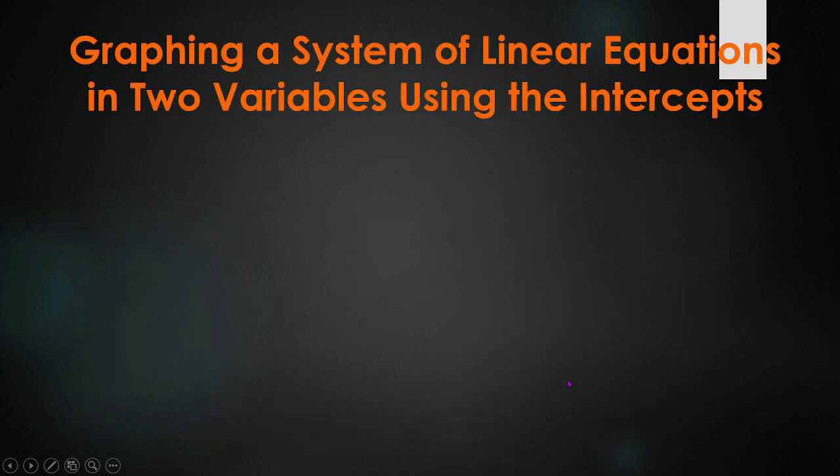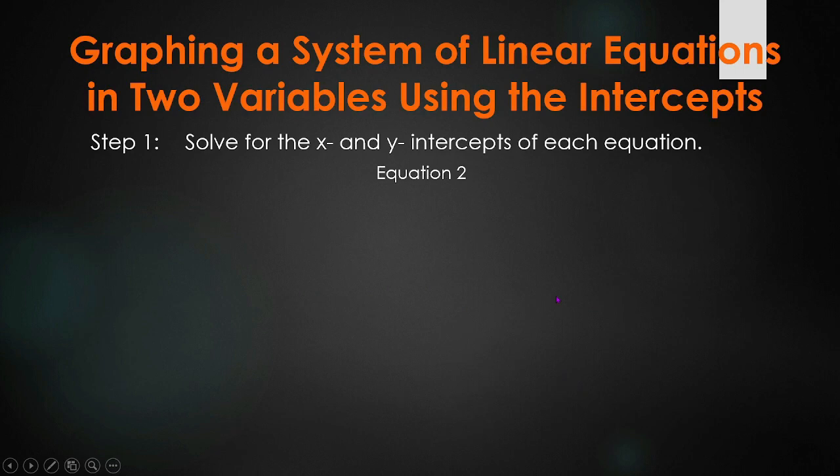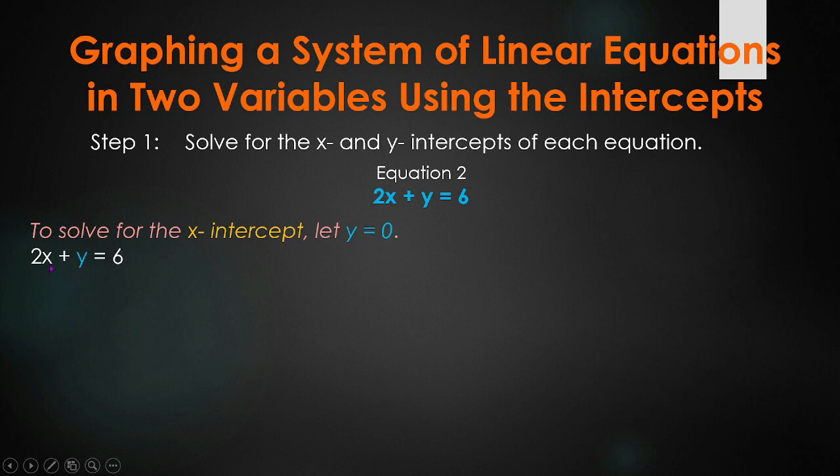Now let us solve for the x and y intercepts of the second equation. Let our second equation be 2x + y = 6. Again, to solve for the x-intercept, let y equal 0. So in the equation 2x + y = 6, substitute 0 to y. Then we have the equation 2x + 0 = 6. What is 2x + 0? The answer is 2x. So we have 2x = 6. Then divide both sides by 2. 2x divided by 2 is x, and 6 divided by 2 equals 3.